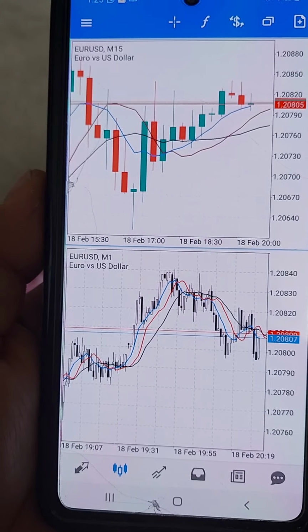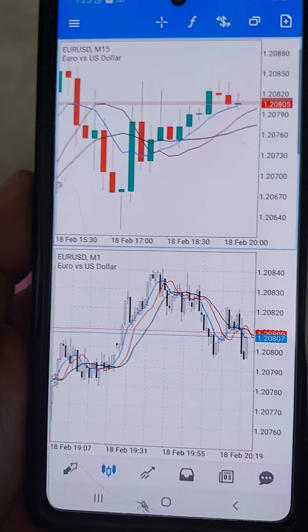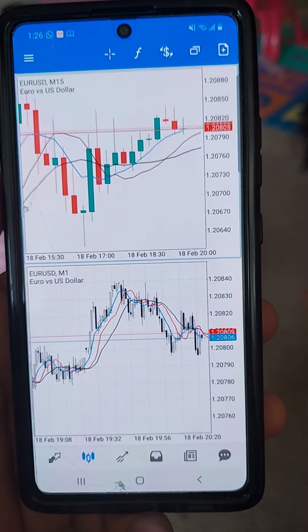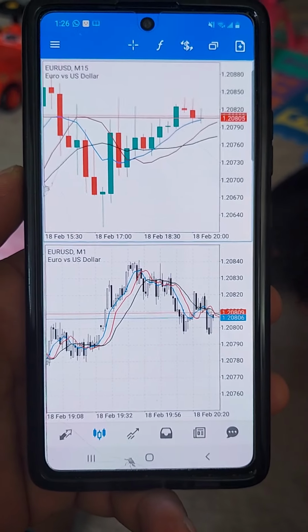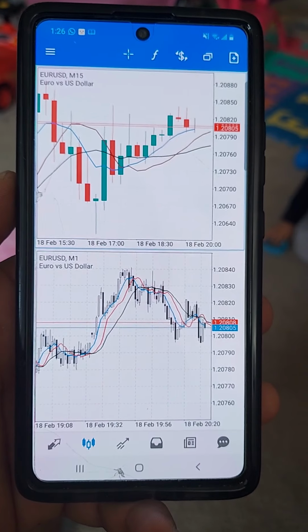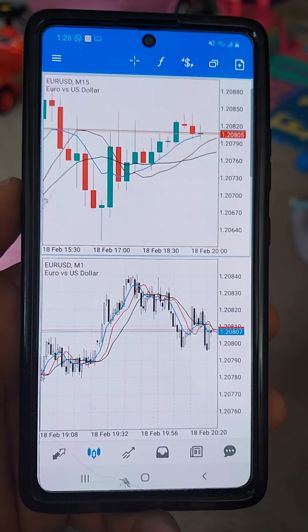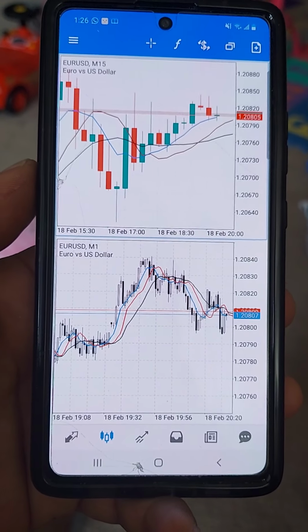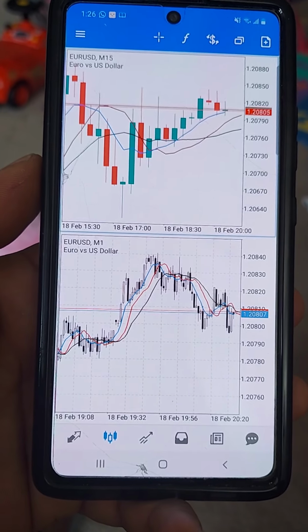I will do bigger accounts as time goes on. As we continue, I will be making bigger accounts on forex and bigger accounts on binary options. Right now, I'm making it small so people can see.